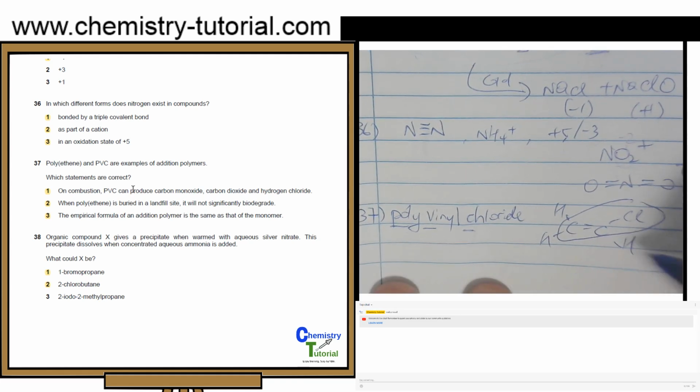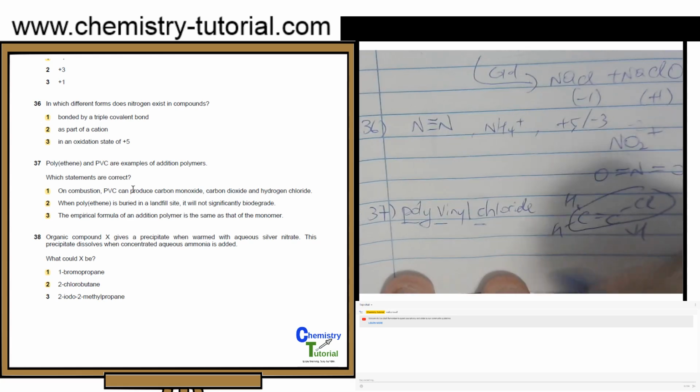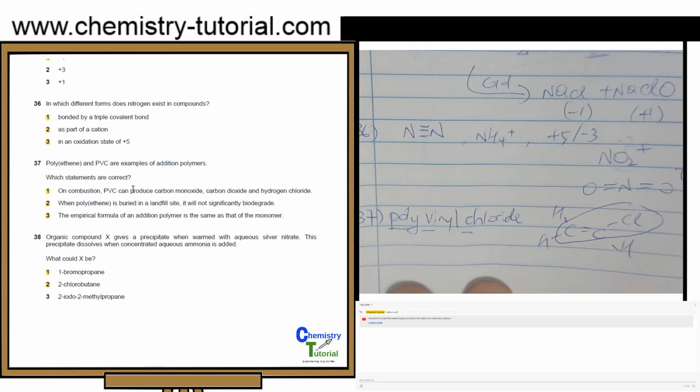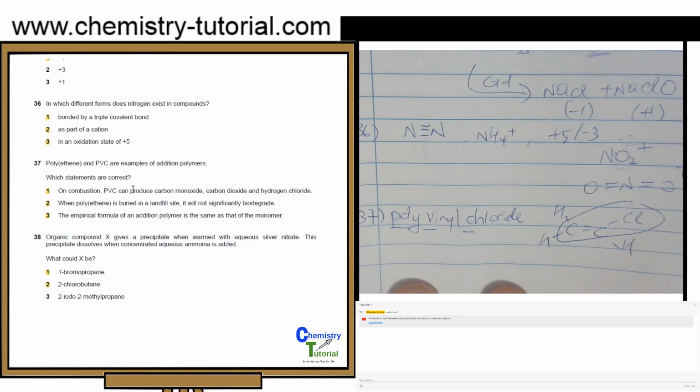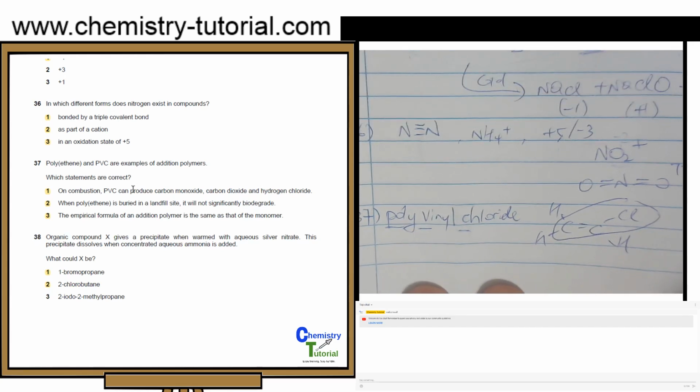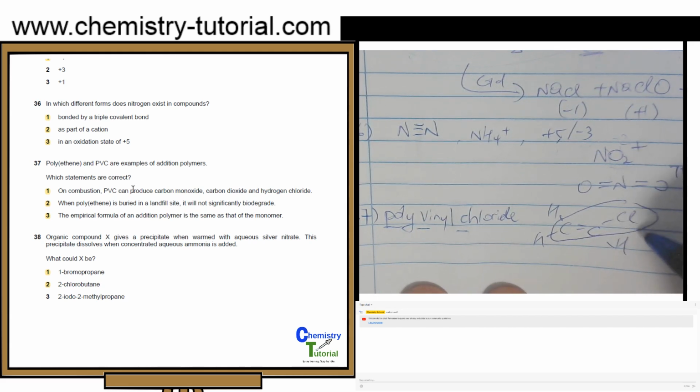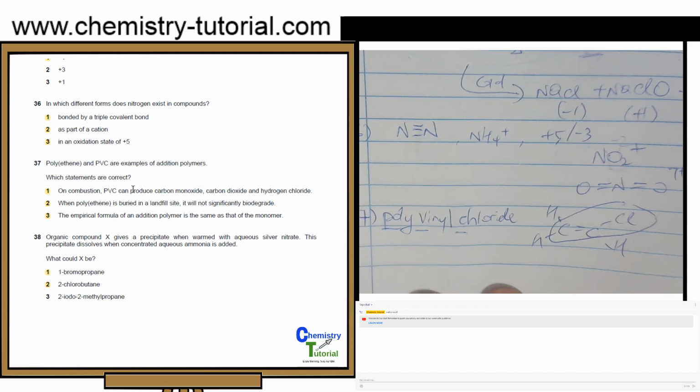Now that we know how PVC looks like, of course we also know how ethene looks like. On combustion, PVC can produce carbon monoxide because of incomplete combustion. Complete combustion will give you CO2 and HCl because there's a chlorine over here. So option 1 is correct. When polyethylene is burnt in a landfill site, it will not significantly biodegrade. That's correct because you can visualize polyethylene as a plastic. Plastic is non-biodegradable.